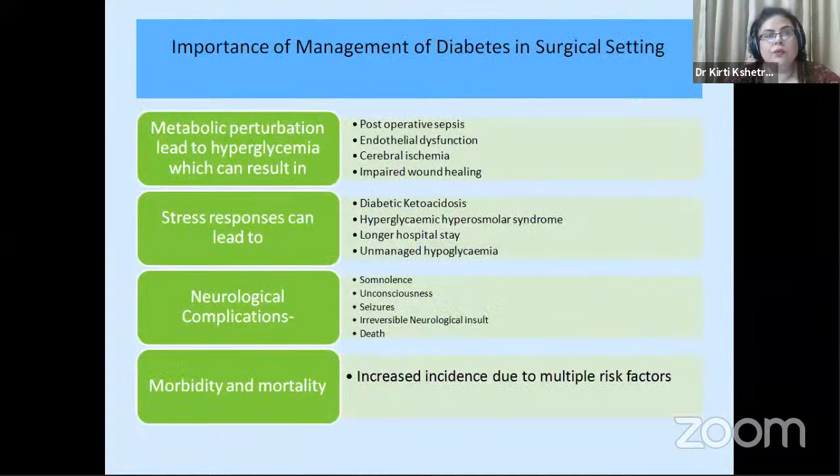Now, why is managing diabetes in surgical settings so crucial? Because the metabolic perturbations that take place lead to hyperglycemia, which can result in post-operative sepsis, endothelial dysfunction, cerebral ischemia, and impaired wound healing. Stress responses can lead to diabetic ketoacidosis, hyperglycemic hyperosmolar syndrome, longer hospital stay, and unmanaged hypoglycemia. They can cause a lot of neurological complications like somnolence, unconsciousness, seizure, irreversible neurological insult, and death. They have a higher incidence of mortality and morbidity during the perioperative period.